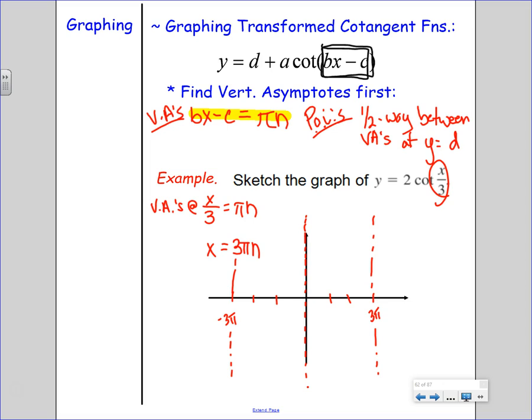But how am I going to keep on graphing my cotangent with very slight curvature? My poise. Where are they? Somewhere between the VAs and the y equals, okay, so where's that going to be? Oh, there's one, yeah, right. Okay, how would I label it? 3 pi over 2. Take the 3 pi and cut it in half.